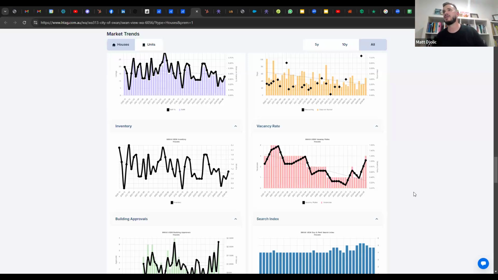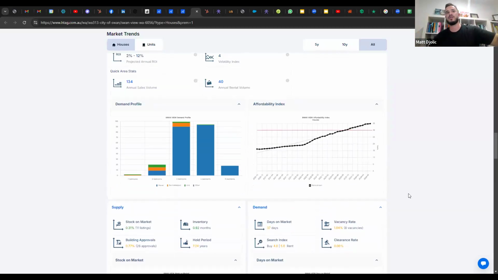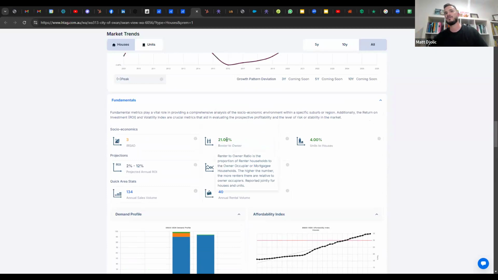A market that's potentially saturated with investors, potentially. I have to look at the renter to owner ratio. So I have to go back to the renter to owner ratio. If it's high, it's 21, okay? It's just elimination. Not really, it's still sitting at 21.